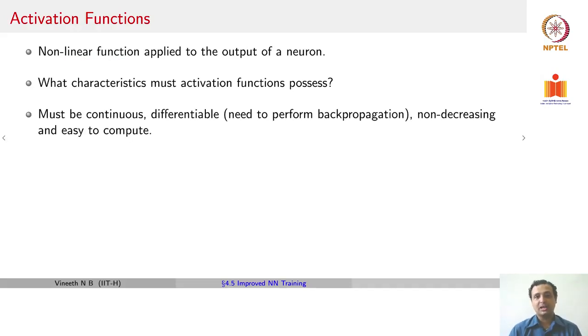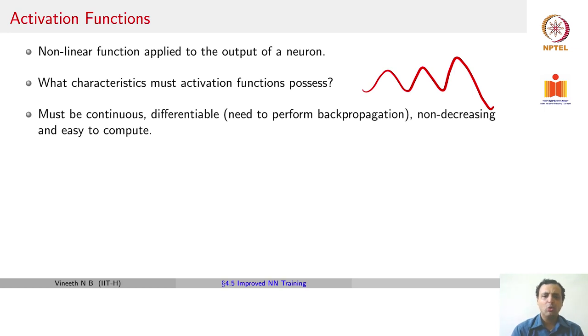There are a few important aspects. The functions must be continuous, so that you don't have discontinuities where the gradient is not defined. It must be differentiable, because we need to perform backpropagation. It must be non-decreasing too. You do not want an activation function which is something like this, at least ideally speaking, because as the input increases, you do not want the output of the activation to be fluctuating between high and low values. So you ideally want it to be monotonic or non-decreasing.